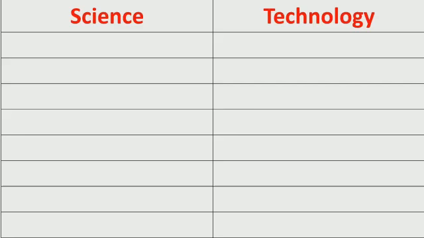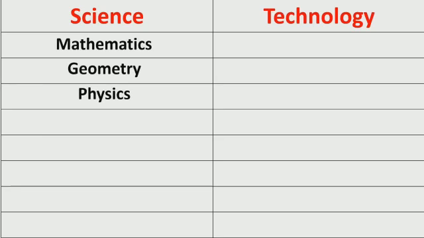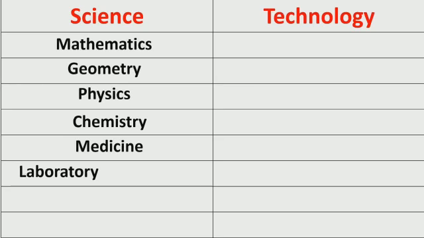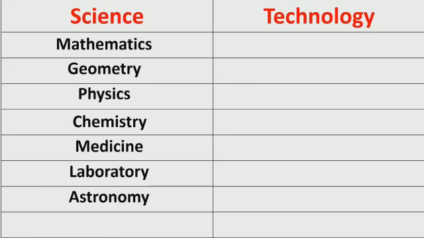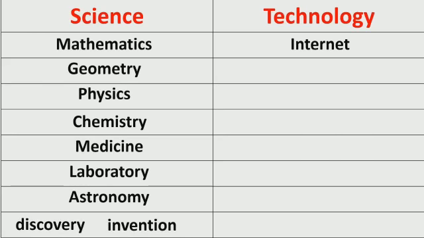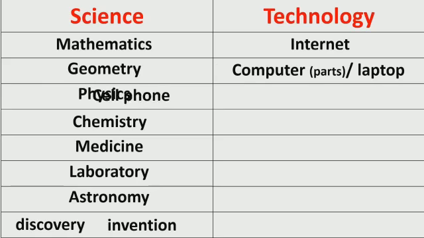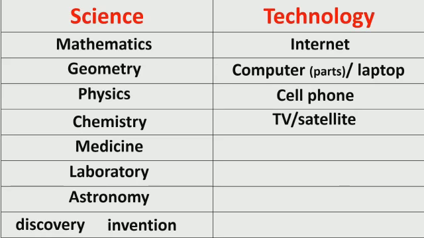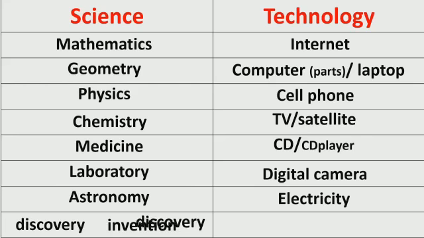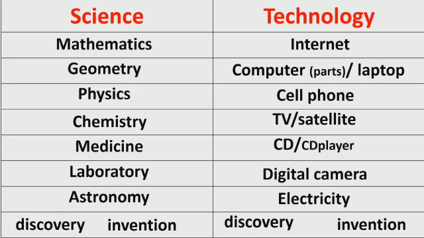So I think it's time to correct now. So let's see what we have. So science, we shall start with science first. So we have mathematics, geometry, physics, chemistry, medicine, laboratory, astronomy, discovery, and invention. We can have both for science. And moving on to technology, we have internet, computer parts, laptop, cell phone, TV, satellite, CD player, digital camera, electricity, discovery, invention, so we can have them both in science and technology.